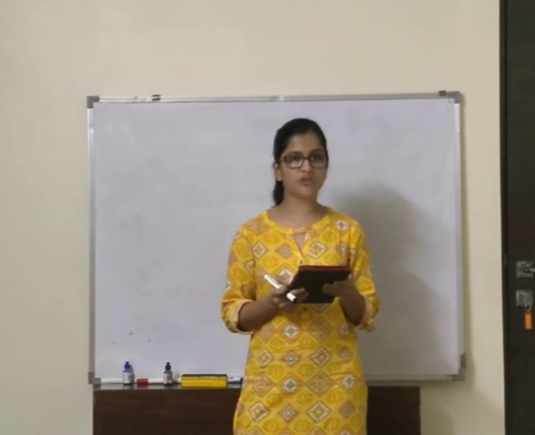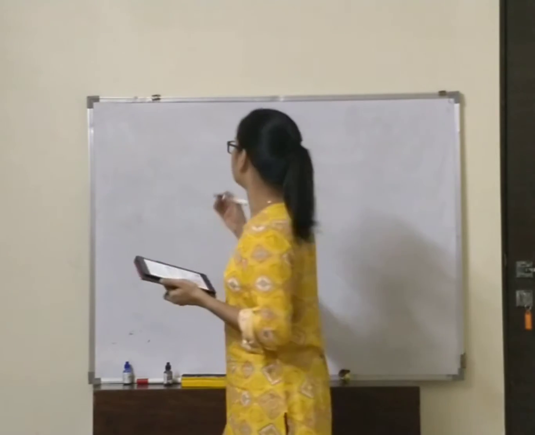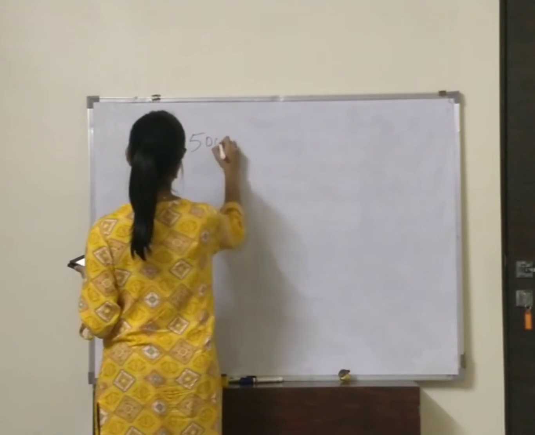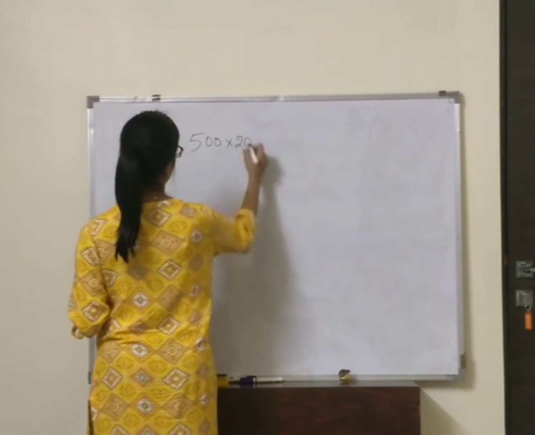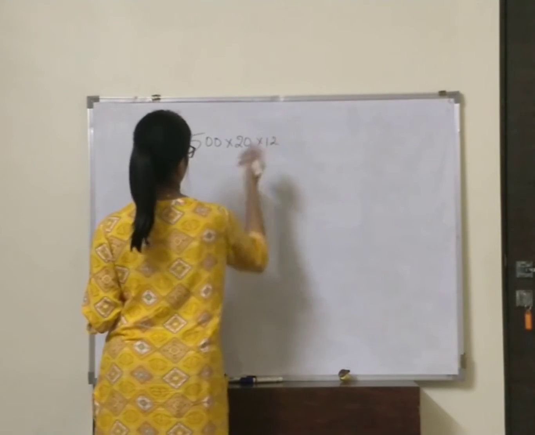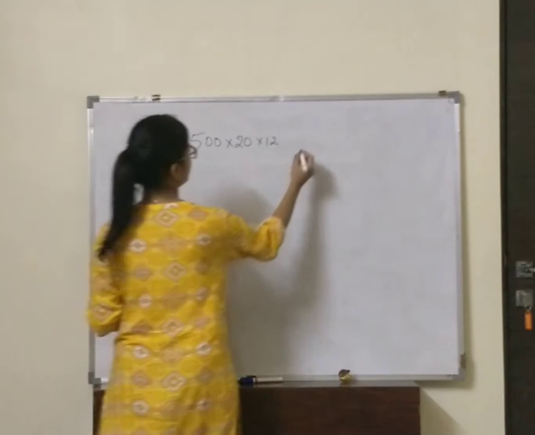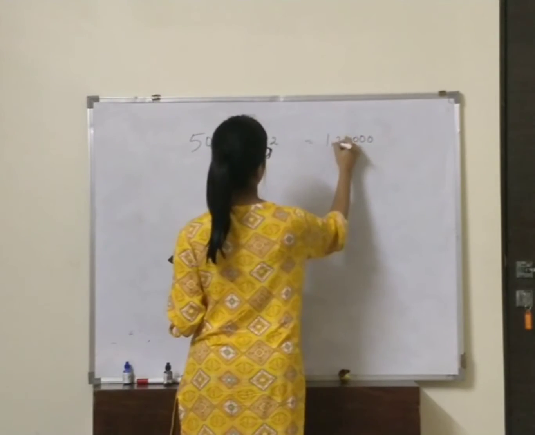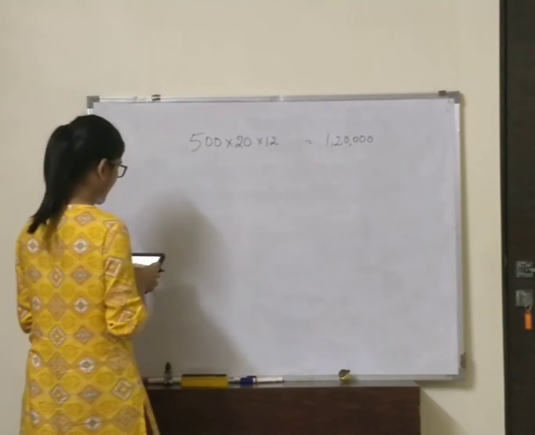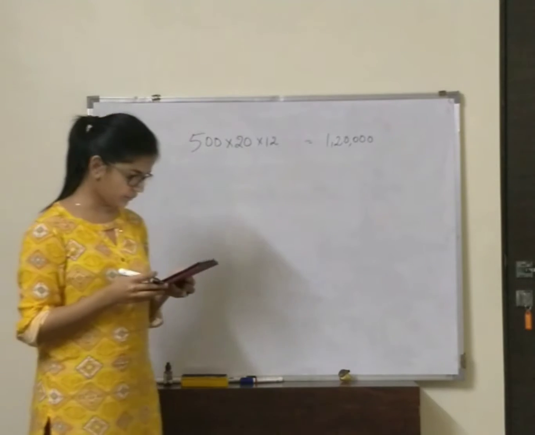Then in the adjustments we have first one. The number of members of the club was 500 and the membership subscription was rupees 20 per month. So what does it mean? We had 500 members paying us 20 rupees for 12 months. So how much do we get? 1,20,000.